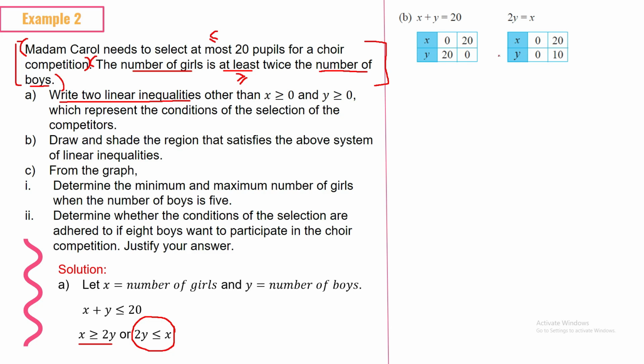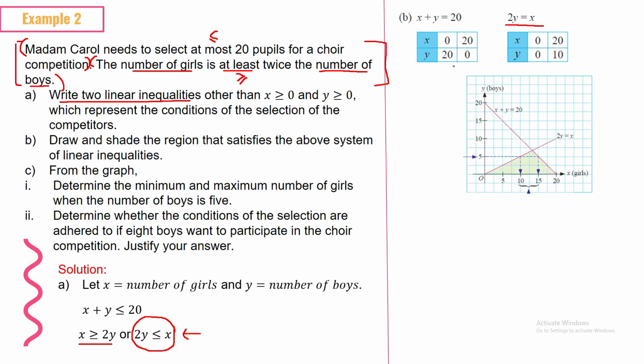And then for the second equation, as I said just now, we must use 2y lower than x, this one. And then we must find the table of values. When x equal to 0, y is equal to 0. And then when x is equal to 20, y also equals 20. After we get this table of values, we draw a graph.